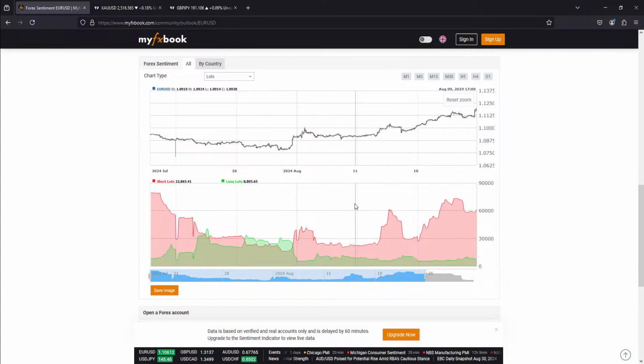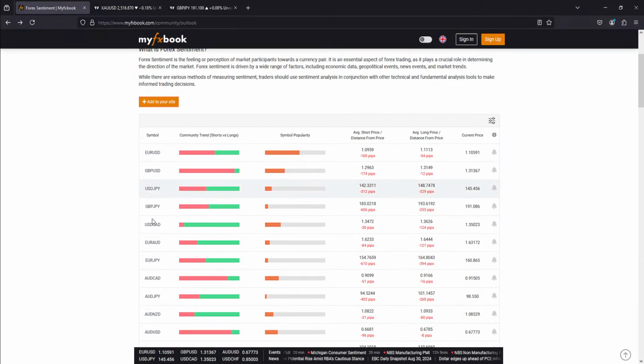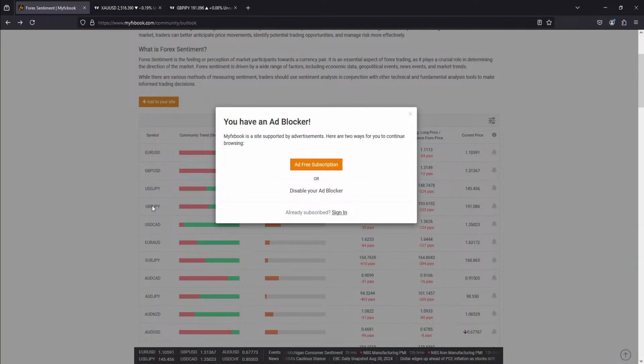But obviously, if we look at gold or GBP JPY, let's have a look at GBP JPY, let's say.